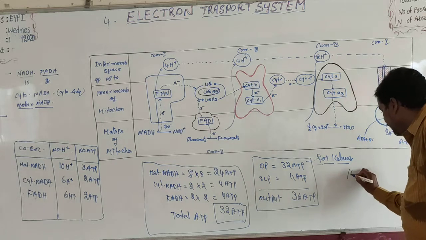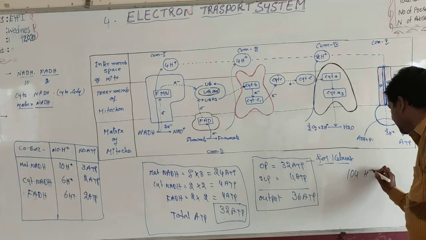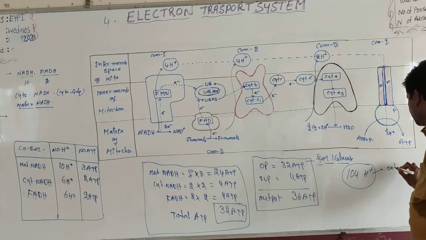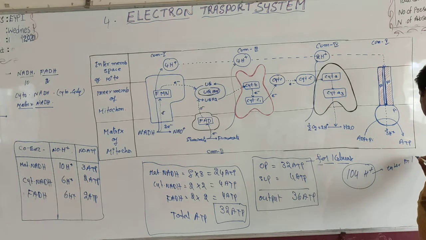Total 104 H+ enter into the intermembrane space by the oxidation of total coenzymes of one glucose molecule.